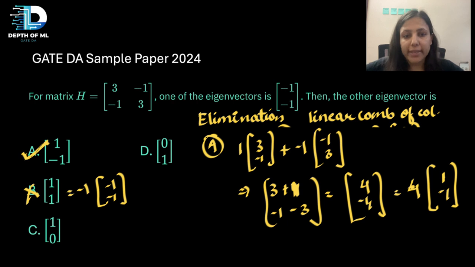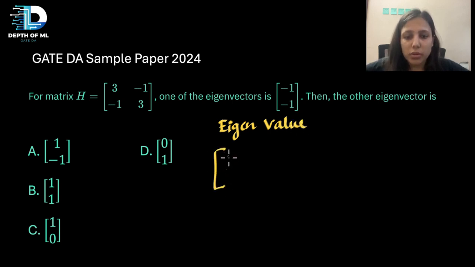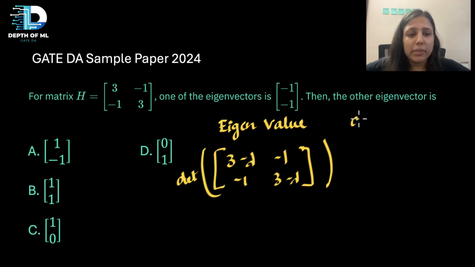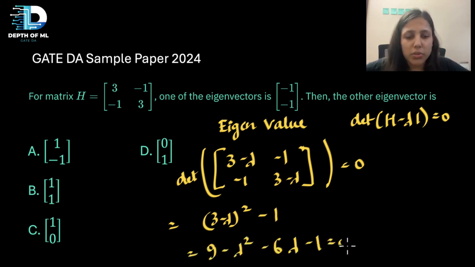If you're not able to get this idea that you can multiply this, or there are multiple options that are satisfying this, then what can you do? You will go the original way of finding the eigenvalues. So we'll do the eigenvalue calculation. We'll write 3 minus lambda, -1, -1, 3 minus lambda. This is how we find the eigenvalues, right? We take the determinant of H minus lambda I and we set it to 0. So this is (3 minus lambda) whole squared minus 1. So this is 9 minus 6 lambda plus lambda squared minus 1 equals 0.